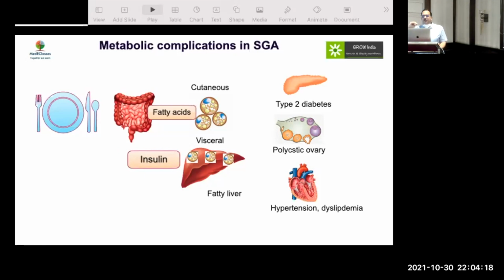Now, what's the problem with SGA? Their ability to store is limited. So if you have a 2 kg child, they can store only a limited amount of fat. A 4 kg child can have much more fat. So if that 2 kg child becomes 50 or 60 kg, he will have much more complication than somebody who was 4 kg and becomes 80 kg. So if you are SGA, you cannot afford to become obese because that's going to cause more problems.